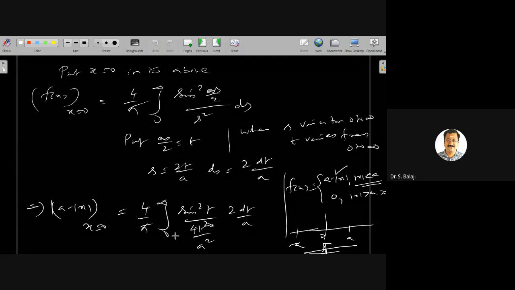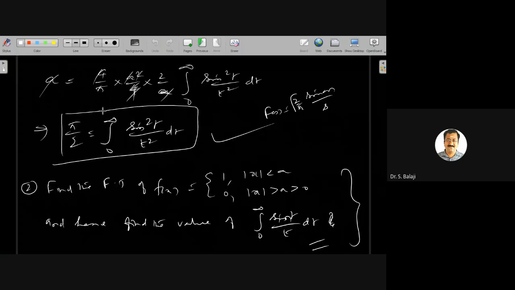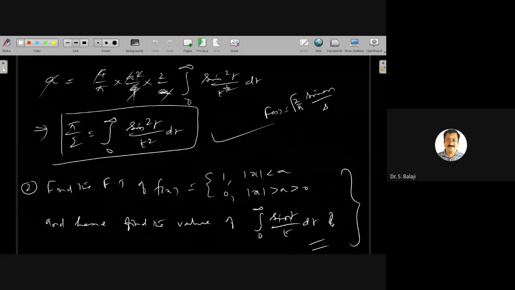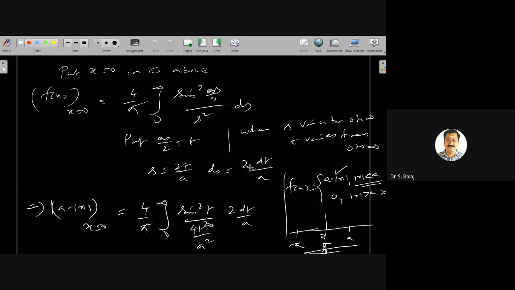On the right side, you put all the substitutions here: 4 by pi, integral 0 to infinity, sine square t. Since s is equal to 2t by a, s square means 4 t square by a square, and ds becomes 2 dt by a. Substituting x equal to 0 here, you get a on the left side, and the right side is 4 by pi, and here this is a square by 4, 2 by a, integral 0 to infinity sine square t by t square dt.